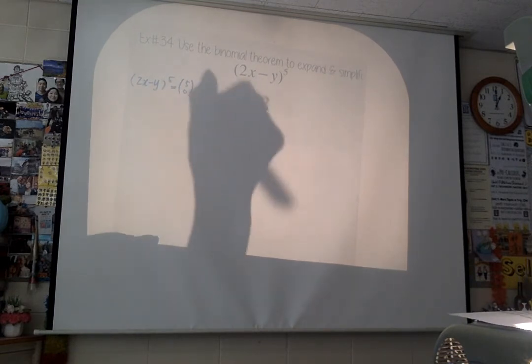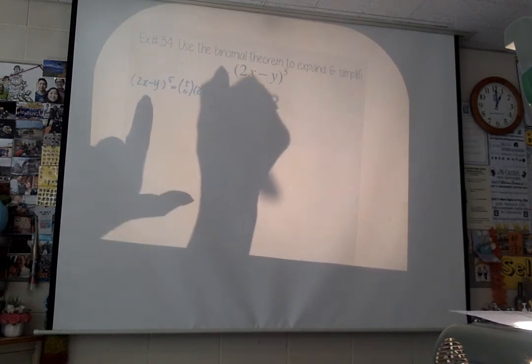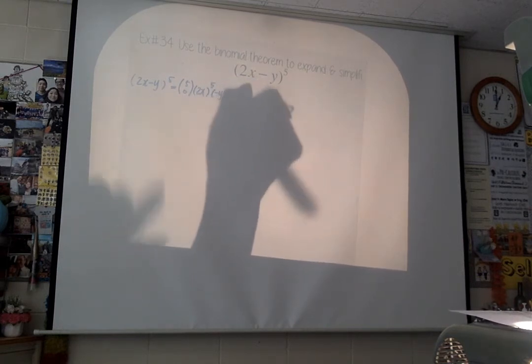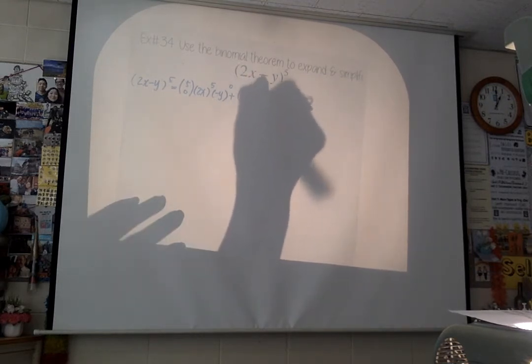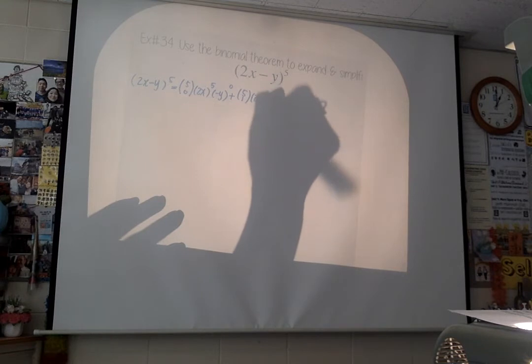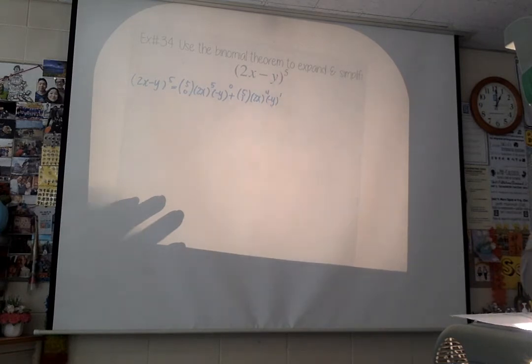5 choose 0. Remember, this is 2x though. 2x to the what? 5. It's negative y to the 0 power. Plus 5 choose 1. 2x to the 4, negative y to the 1 power.